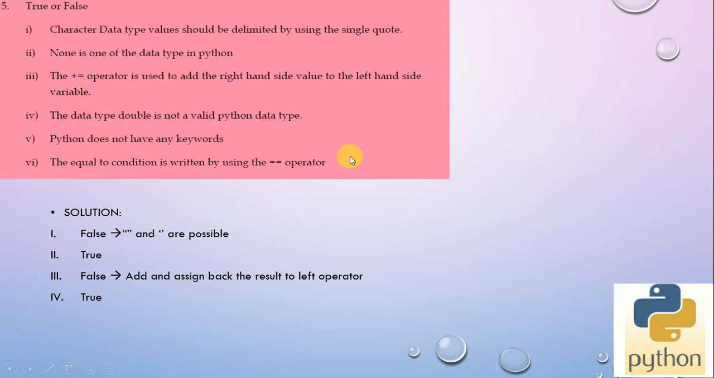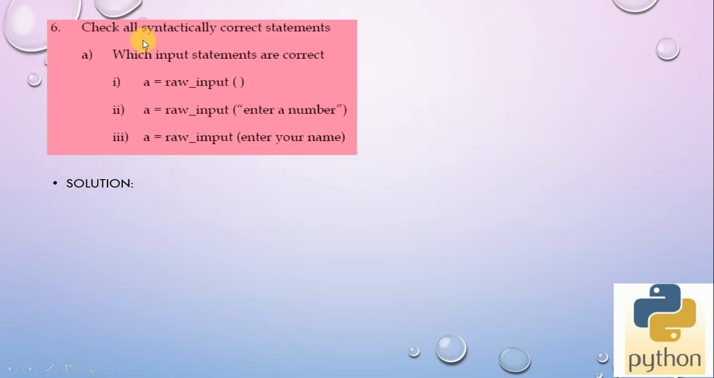Fifth question, Python does not have any keywords. We have already seen that Python has a list of keywords. So this answer is false. Sixth one, the equal to condition is written by using this operator. It's true, right? Is it clear? Let's move to the next question.